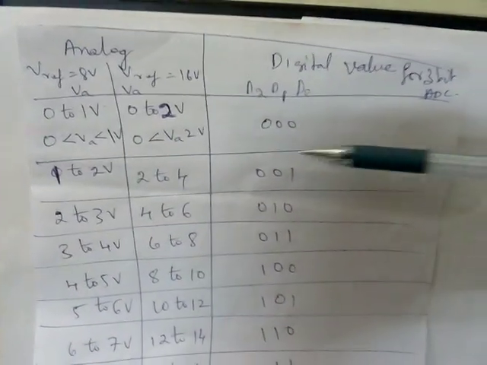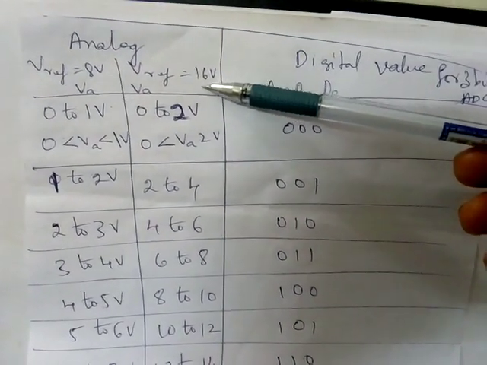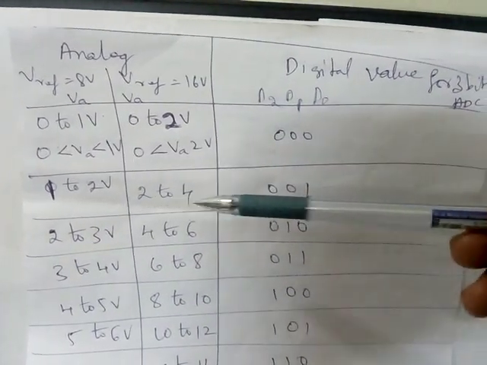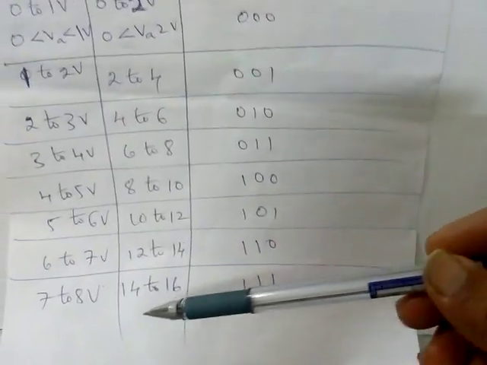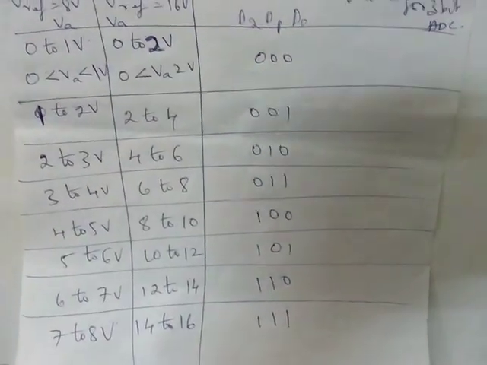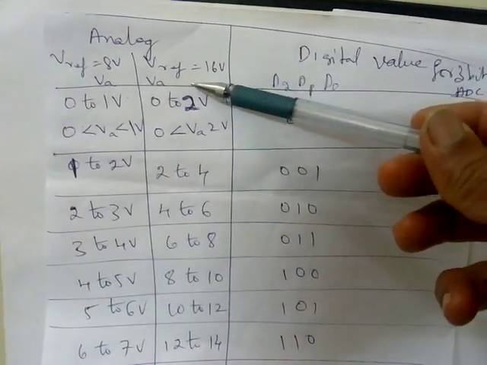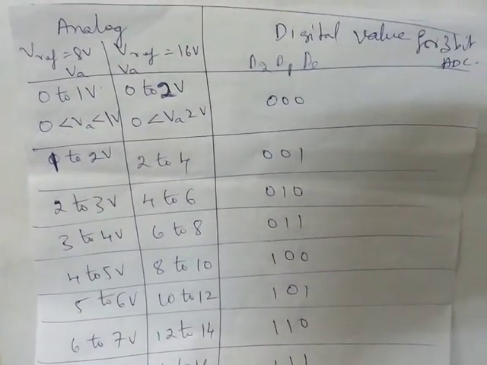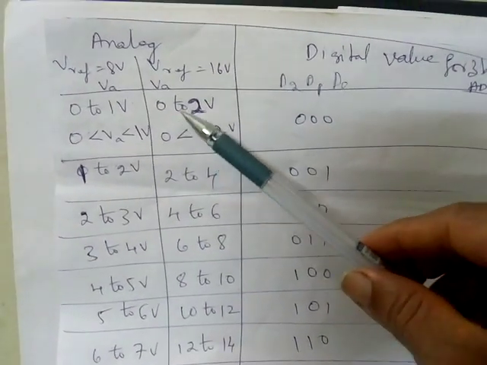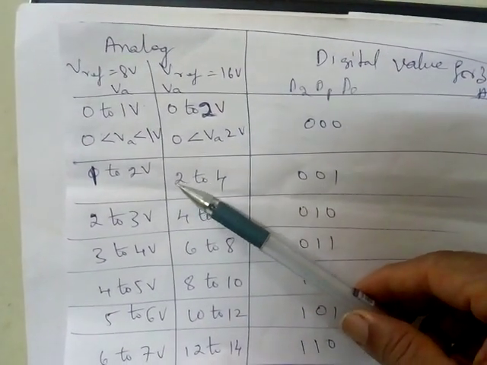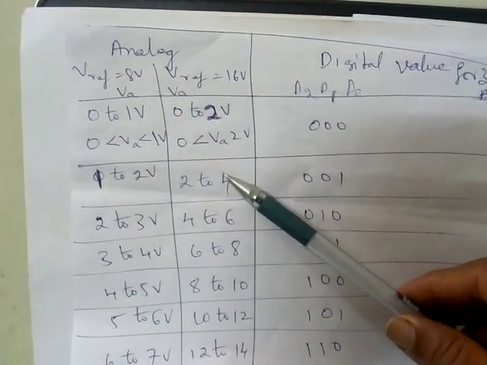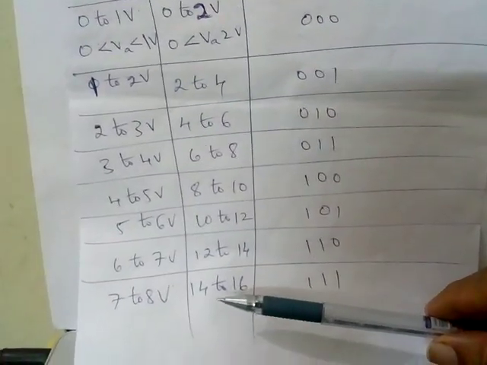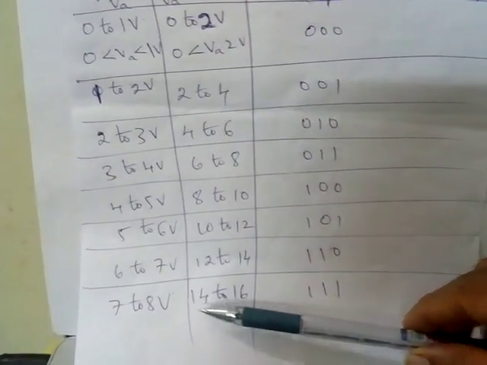Suppose you take V reference as 16 volt, then each quanta will be 2 volt: 0 to 2, 2 to 4, like this up to 14 to 16. You can even have a V reference of 10 volt. If it is 10 volt, divide 10 by 8 and you get 1.25 volt. So 0 to 1.25 volt, 1.25 to 2.5 volt, 2.5 to 3.75 volt, like that, up to 8.75 volt to 10 volt.